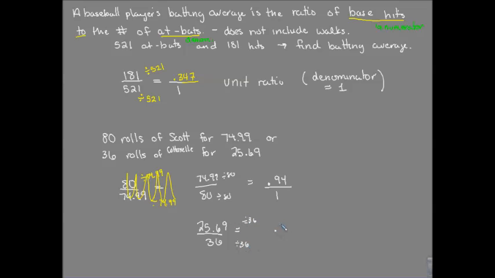And we get 71 over 1. So yes, in fact, the Cottonelle is a better price because it's only 71 cents per roll as opposed to 94 cents per roll. Sometimes that doesn't work out. Sometimes the thing that's more expensive has a per unit price that's less.